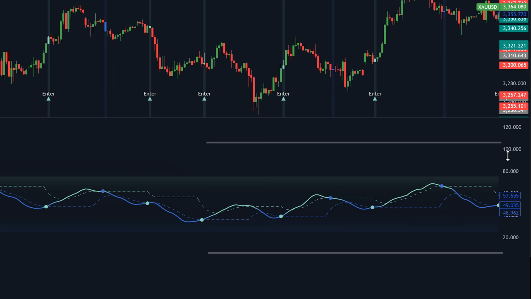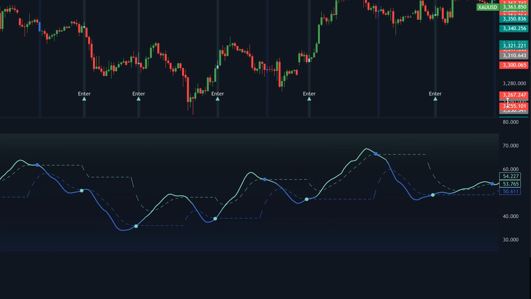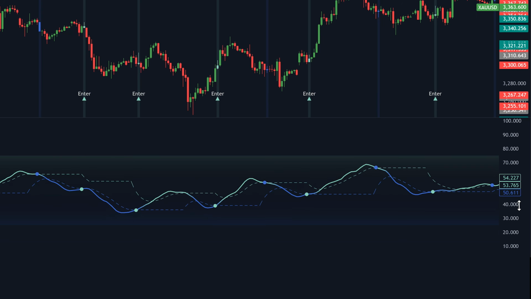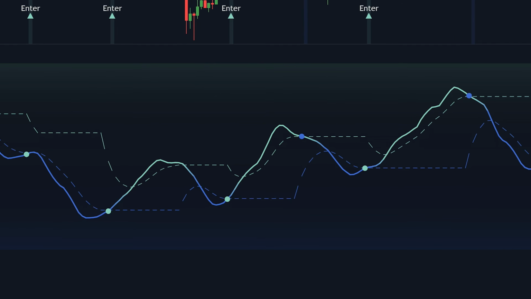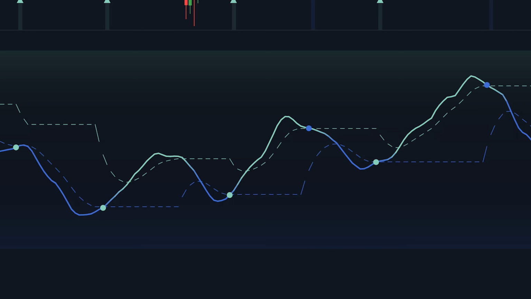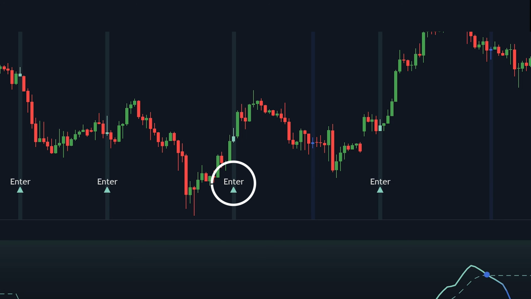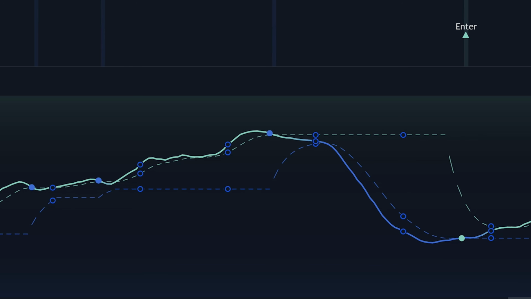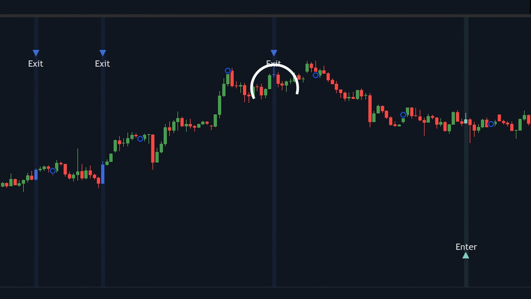Now, let's explore how we're going to use this indicator. This is where the DSL lines come in. When the DSL oscillator crosses above the lower DSL line, a buy signal is generated. The buy signal is indicated by a teal dot, followed by an enter sign with a vertical bar. Alternatively, when the DSL oscillator crosses below the upper DSL line, a sell signal is generated. The sell signal is indicated by a blue dot on the chart, followed by an exit signal with also a vertical bar.